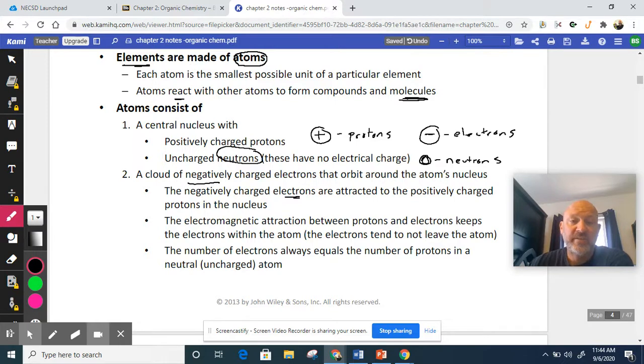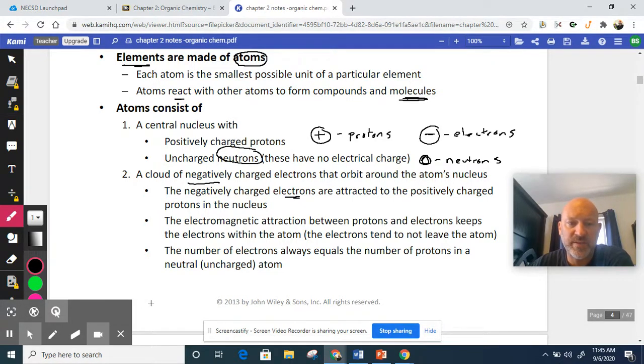All right, so we have an electrochemical attraction that's happening between the negatively charged electrons and the positively charged protons. Remember, the protons are going to be found in the nucleus. And this electromagnetic attraction between protons and electrons is what keeps the electrons local. It's what keeps them around.